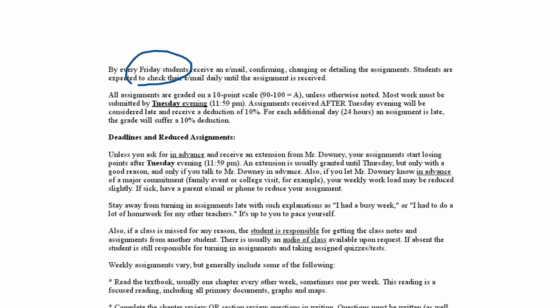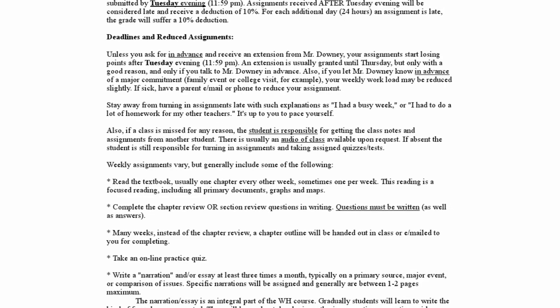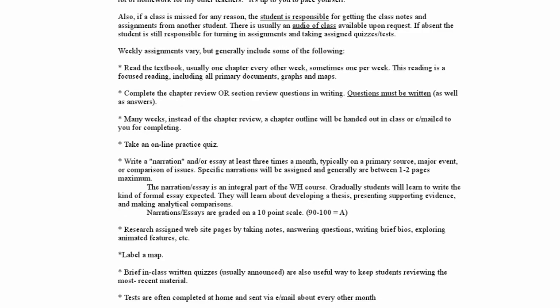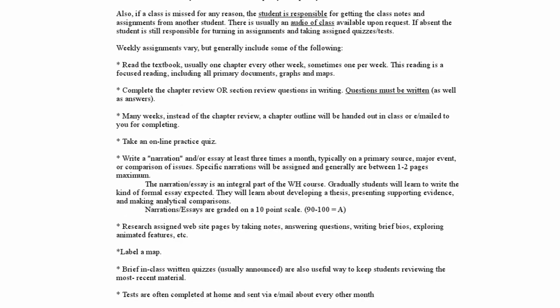This is what happens when there's a deadline and a possible reduced assignment. Read through that. Basically, what will you be doing weekly? A chapter review or section review. This week it'll be a chapter review. The first assignment for this class is due the first week coming up, August the 19th and 21st. It's a chapter review, but most likely it's going to be a section 1, 2, 3, or 4 review. Many weeks, instead of a review, it'll be a chapter outline that I've put together.